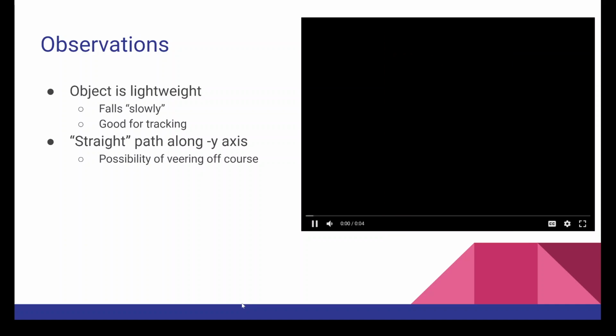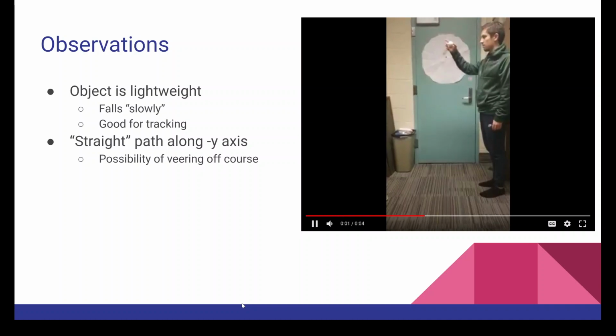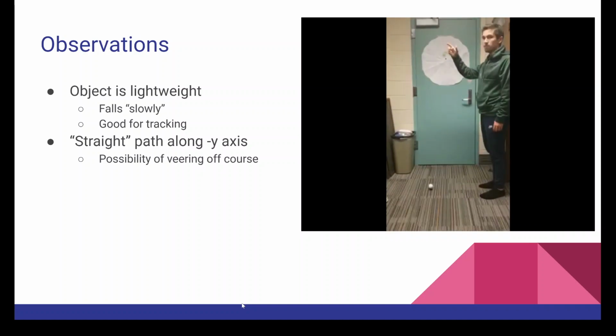As you can see from the video, the ball I used is small, and therefore will fall "slowly," meaning tracking the ball's position will be a little easier in Tracker. The ball also maintains a relatively straight path along the negative y-axis, and doesn't deviate significantly in the other two cardinal directions. This is ideal as we will be looking at motion along a single axis.